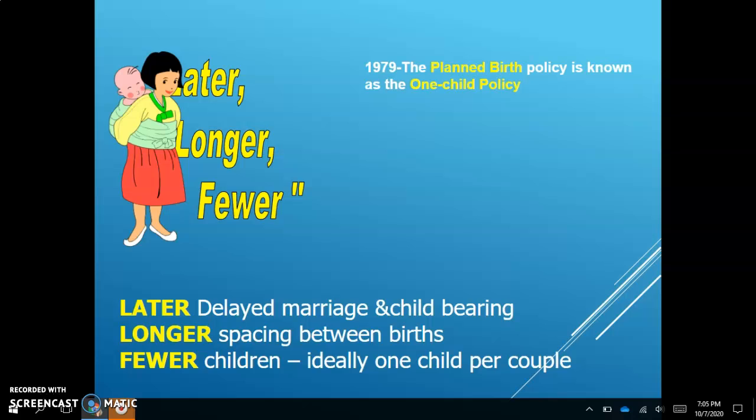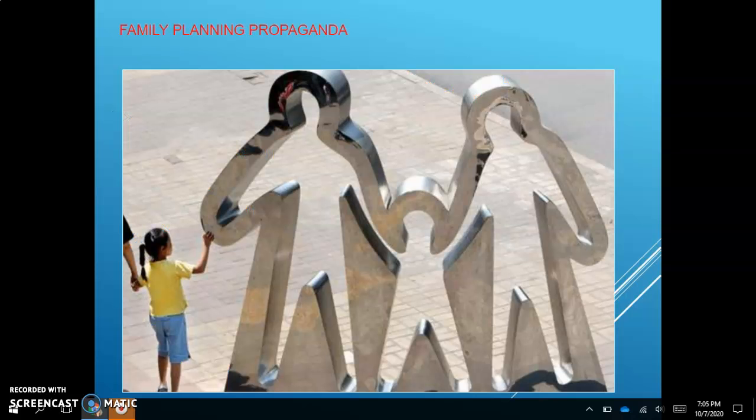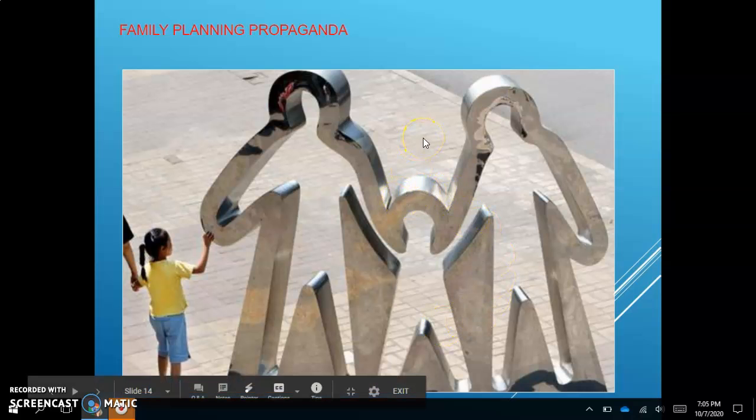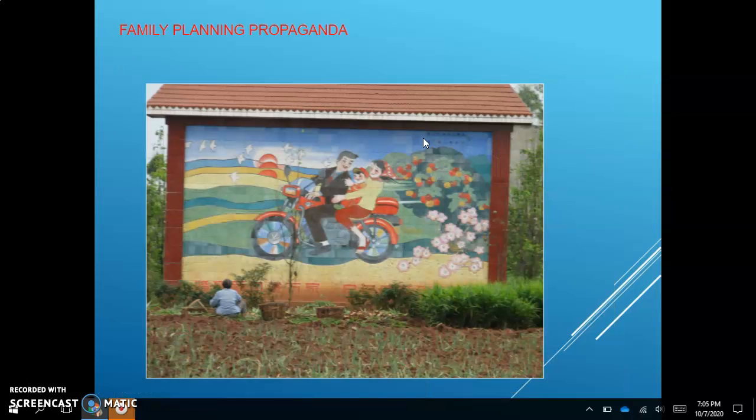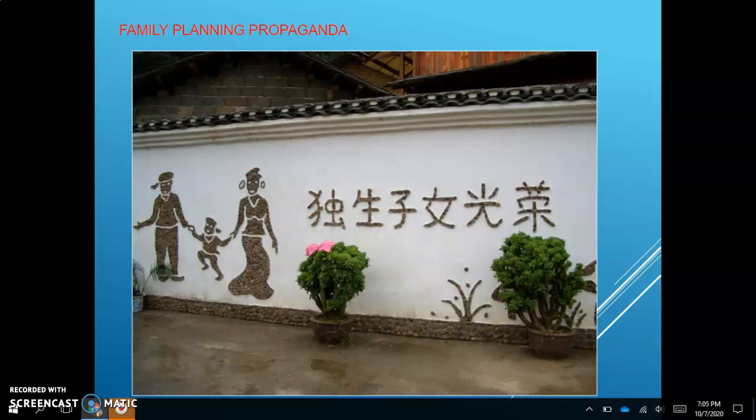So the government in 1979 proposed this planned birth policy known as the one-child policy. So they encourage this later, longer, fewer. So wait until having children once you get married, space out between the births, and then also have fewer children. They really just harp on this: only have one child. So there's like this propaganda in China. It's like, oh, you'll be so much happier if you only have one kid. One kid is all you need. And this is just an effort in order to reduce the population size.